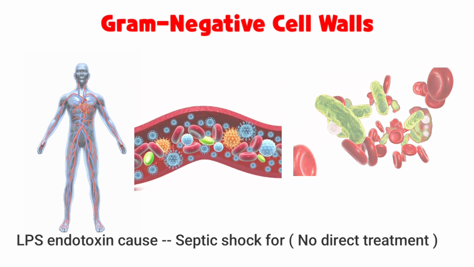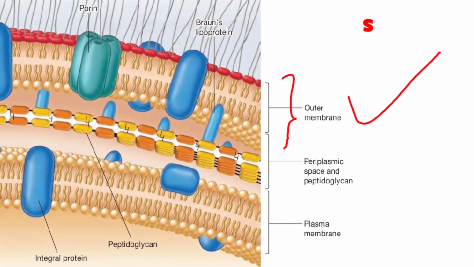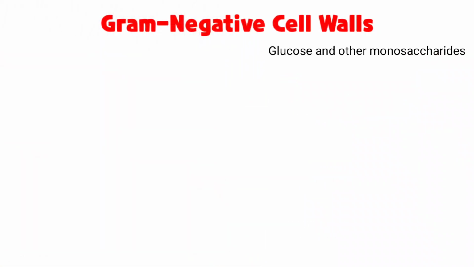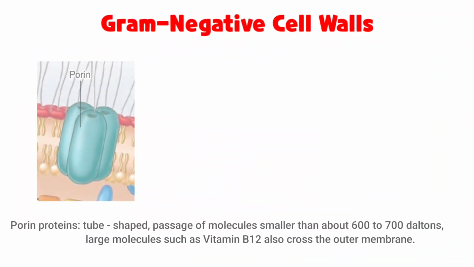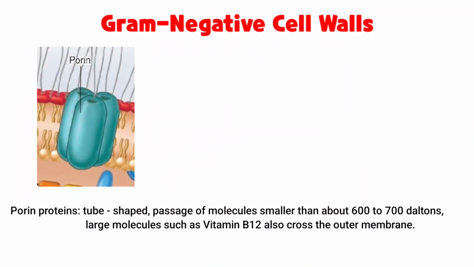The outer membrane is more permeable than the plasma membrane and permits the passage of small molecules like glucose and other monosaccharides. This is due to the presence of porin proteins. Most porin proteins cluster together to form a trimer in the outer membrane. Each porin protein spans the outer membrane and is more or less tube-shaped.